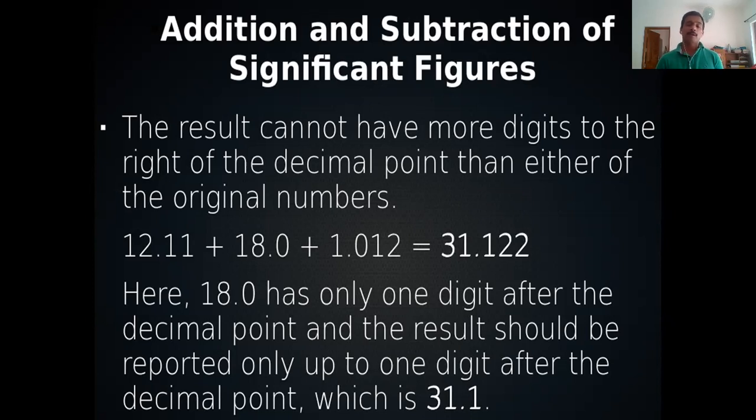12.11. How many places after the decimal point? 2 places. Plus 18.0. How many digits after the decimal point? 1.